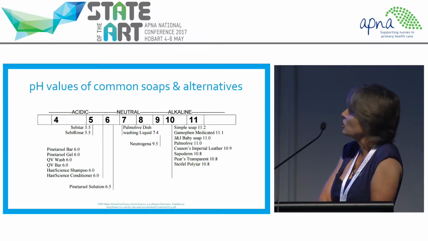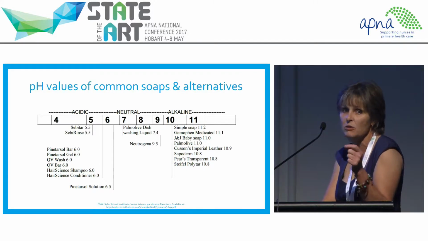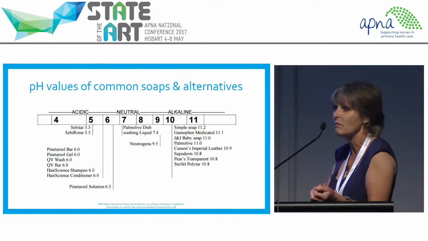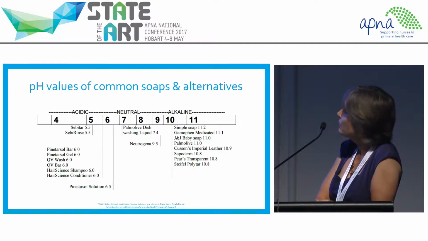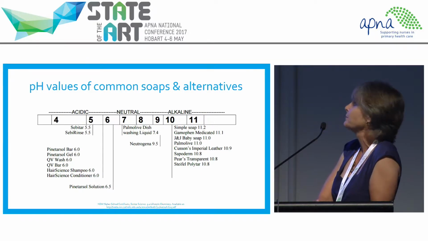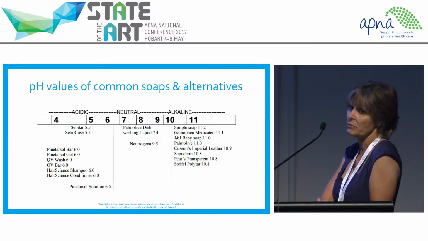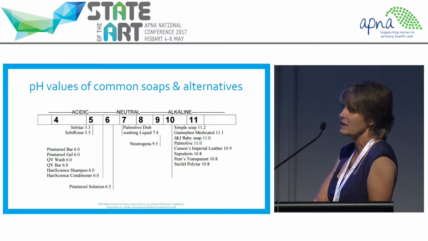They love the Cousins Imperial Leather because it's got the little paper thing on it and it stops the soap getting wet and soggy. They love that. Simple soap. Pears transparent. How many old ladies love Pears soap? Baby soap. Again, people think these are all really good for the skin, and they're some of the worst products that we can use.